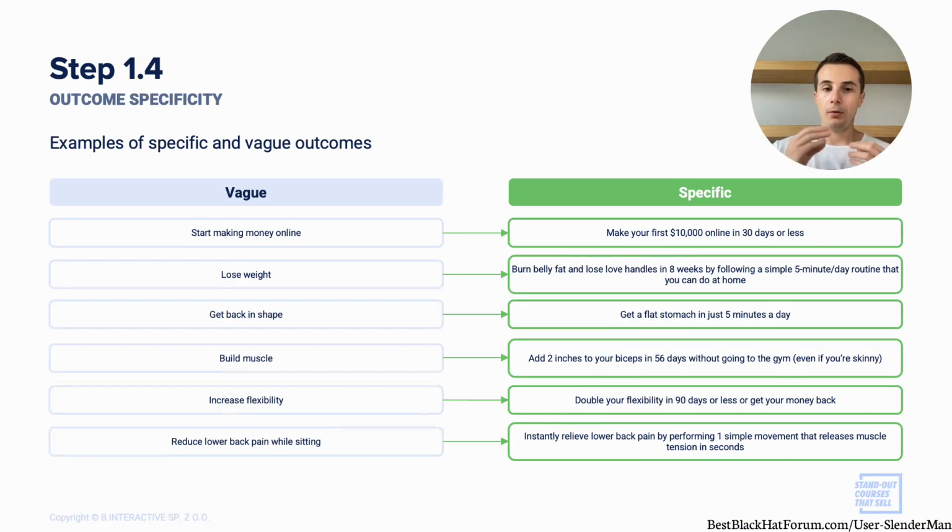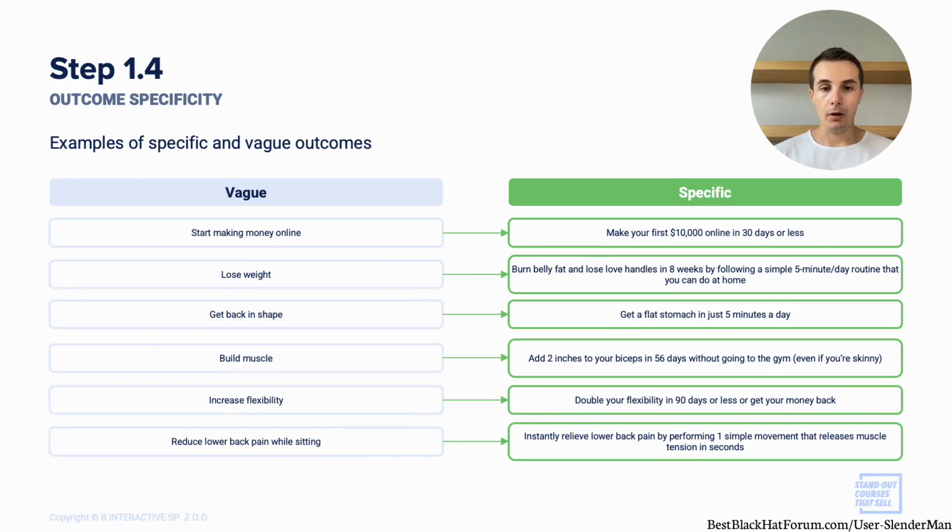So basically, when you make the outcome of your course specific, your target audience will be able to self-select based on whether they think that's something they want to do or not. It also makes the whole course a lot more believable, in terms of the fact that they can actually achieve the outcome. So again, vague example, build muscle. A very specific example: add 2 inches to your biceps in 56 days without going to the gym, even if you're skinny. That's very, very specific. And it also calls out the target audience, even if you're skinny, right?